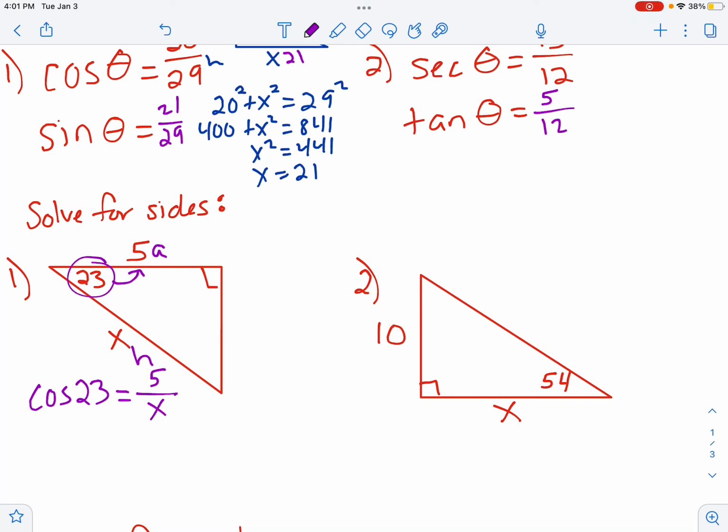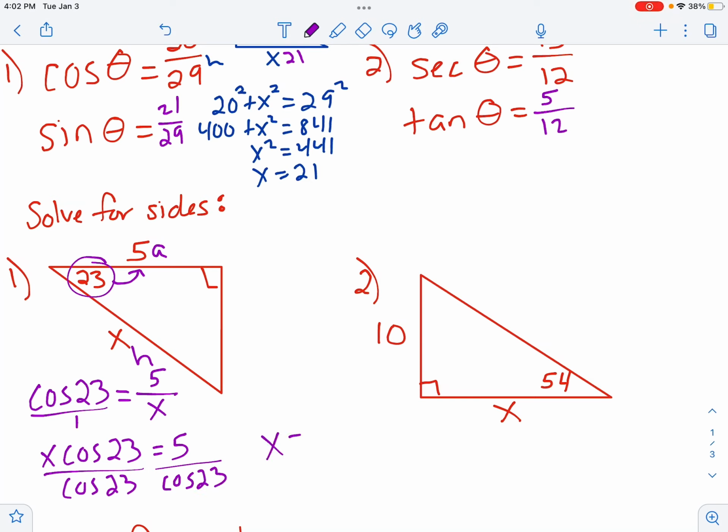And then you're going to solve. I like to look at the solving kind of like cross multiplying. So I have x cos 23 equals 5 times 1 is 5. I'm going to divide by cos of 23. So when I plug that into my calculator, I have 5 divided by cos of 23. That gives me 5.43. That's my answer. Okay, go ahead and pause.